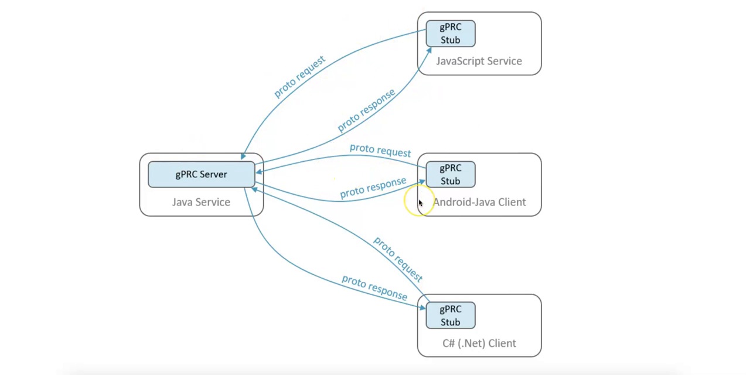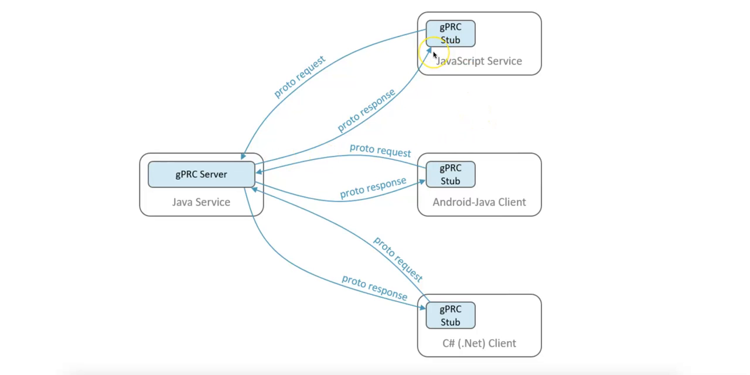Number three is cross-language compatibility. So gRPC supports multiple programming languages, including Go, Python, Java, C++, Ruby, and more, as listed in this diagram. And it makes it ideal for polyglot environments where services may be written in different languages. Number four is bidirectional streaming. gRPC supports different types of communication models.